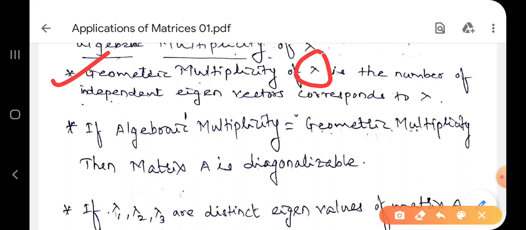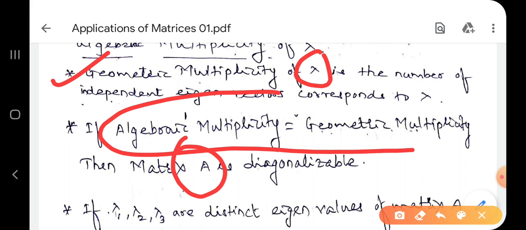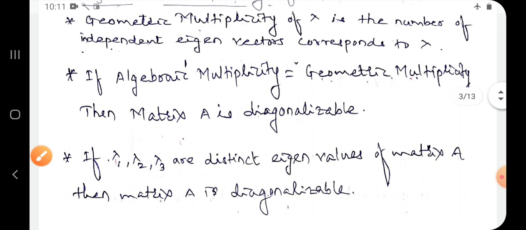Correct? And our matrix A is diagonalizable if and only if algebraic multiplicity is equal to geometric multiplicity. For an eigenvalue, if algebraic multiplicity is equal to geometric multiplicity, then matrix A is diagonalizable. Now there may be a question in your mind, can I have a simple thing so that I can easily solve the problem? Yes, one step is there, and that step is this.